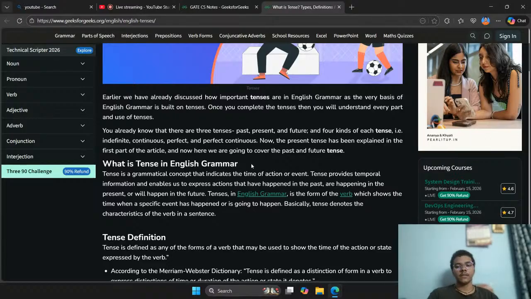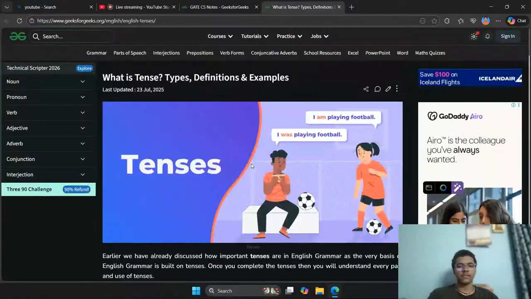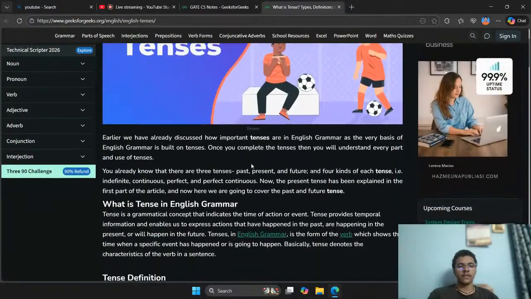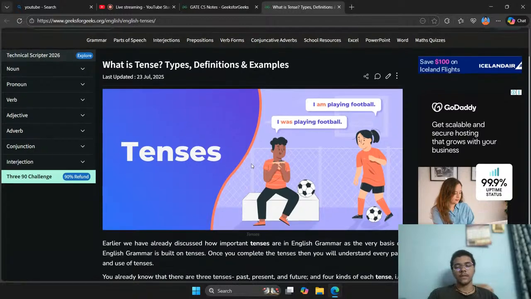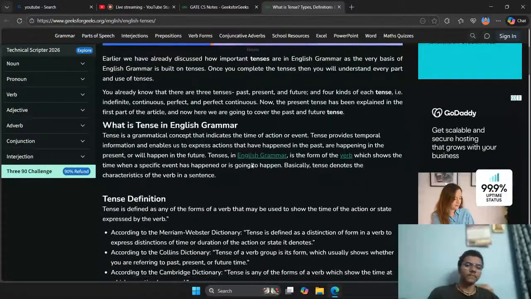Now, the present tense has been explained in the first part of the article, and here we are going to cover the past and future tenses. I think there are some predecessors and successors to this article, but it's alright.